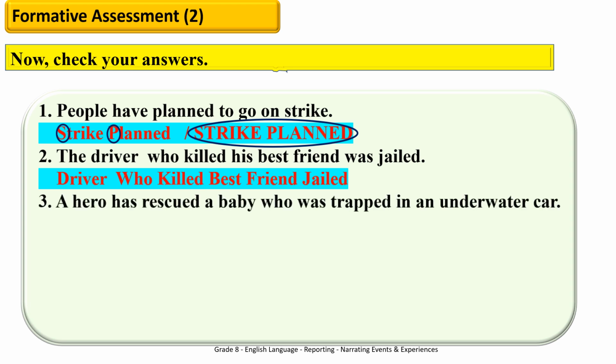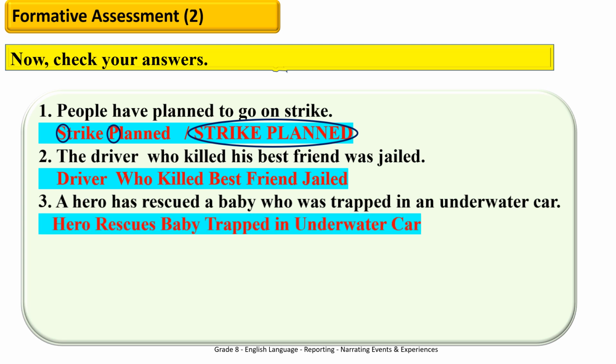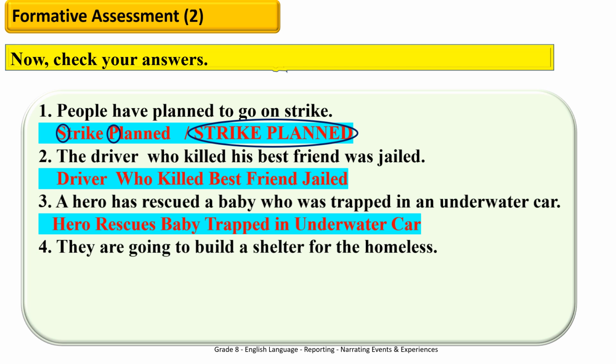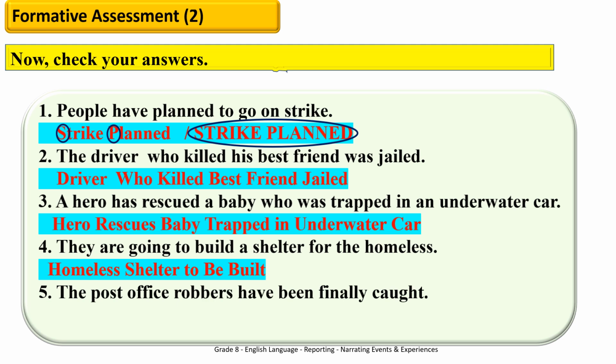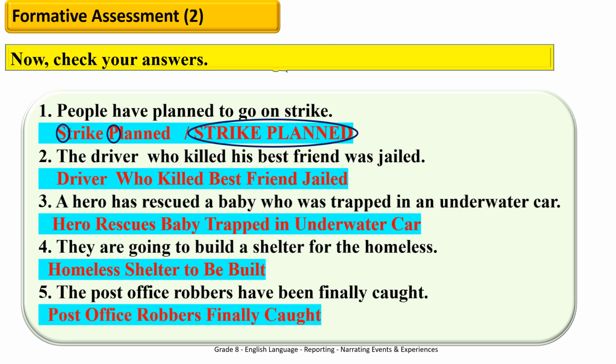3. A hero has rescued a baby who was trapped in an underwater car. The best headline would be Hero rescues baby trapped in underwater car. 4. They are going to build a shelter for the homeless. The best headline would be Homeless shelter to be built. 5. The post office robbers have been finally caught. So the best headline would be Post office robbers finally caught.